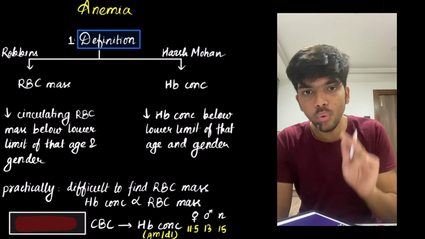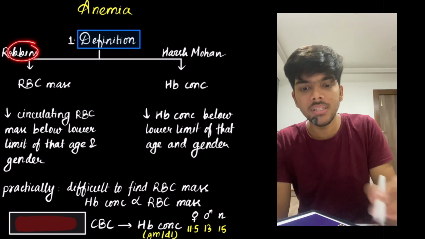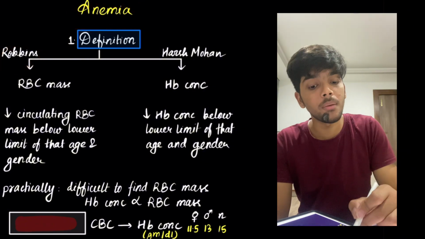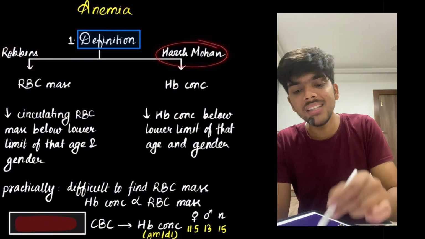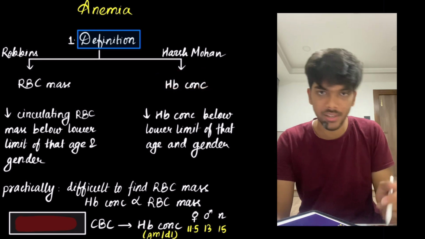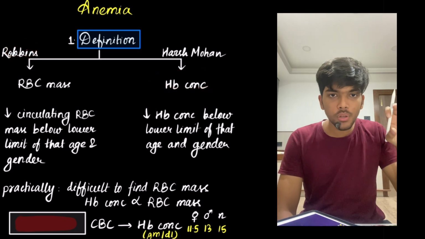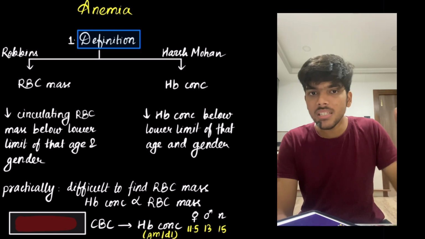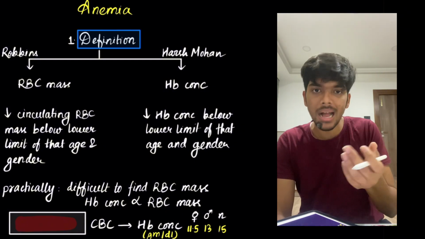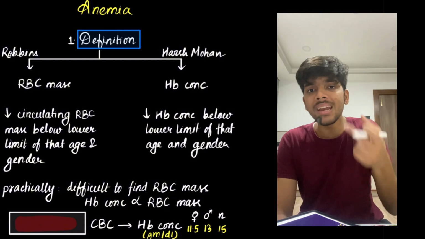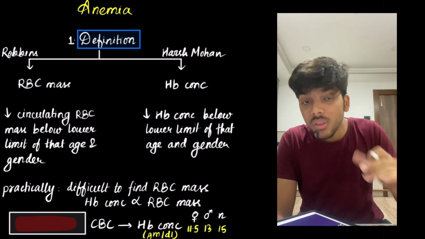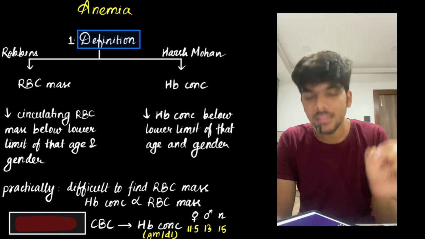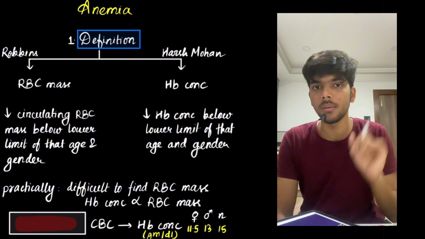I have right here two different definitions, one from Robbins and another from Hirschman. Robbins defines anemia as per the red blood cell mass. Hirschman defines anemia as per hemoglobin concentration. So according to Robbins, there's your blood vessel. Inside the blood vessel are circulating red blood cells. These circulating red blood cells have their own mass. That's your red blood cell mass. If red blood cell mass is below the lower limit in an individual of a particular age and gender, then that individual is said to be anemic.